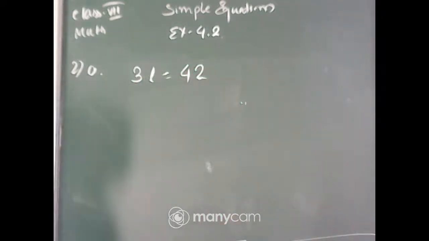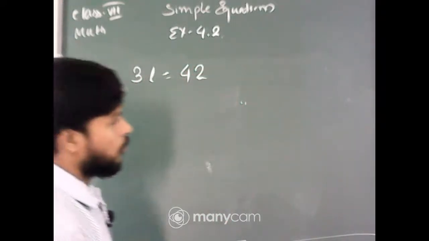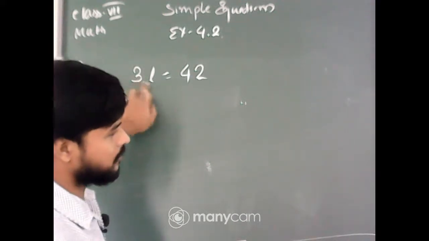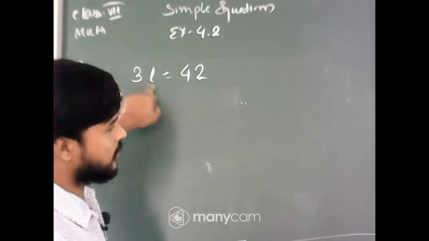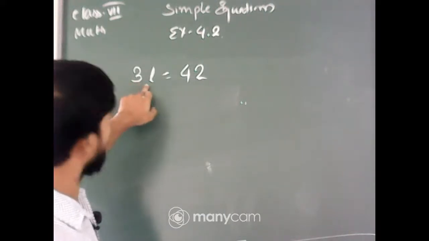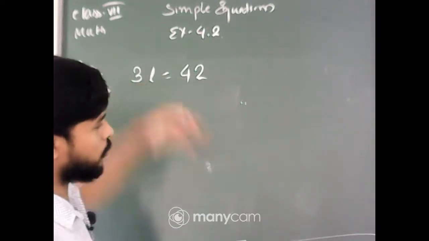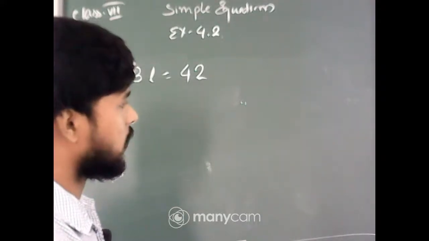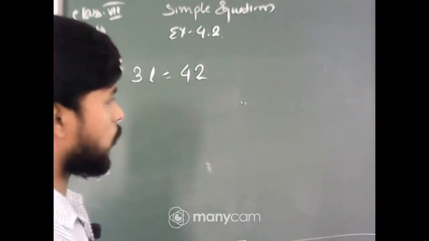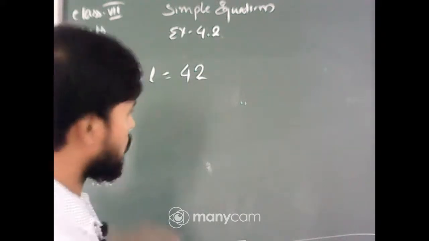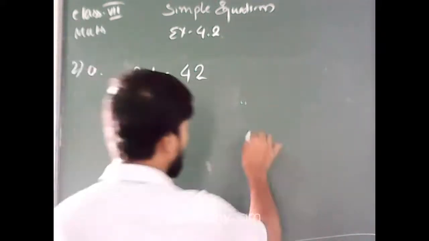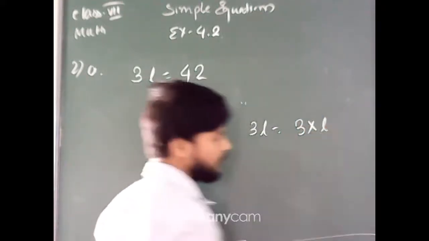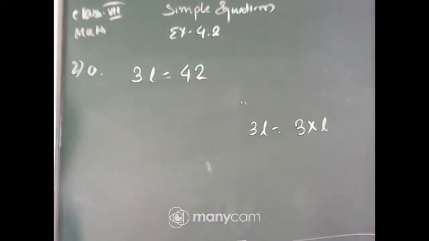Now can you tell me which sign is there between 3 and L? What do you mean by 3L? Now my question is, what sign is there between? Yes, multiplication. Actually 3L means 3 into L.